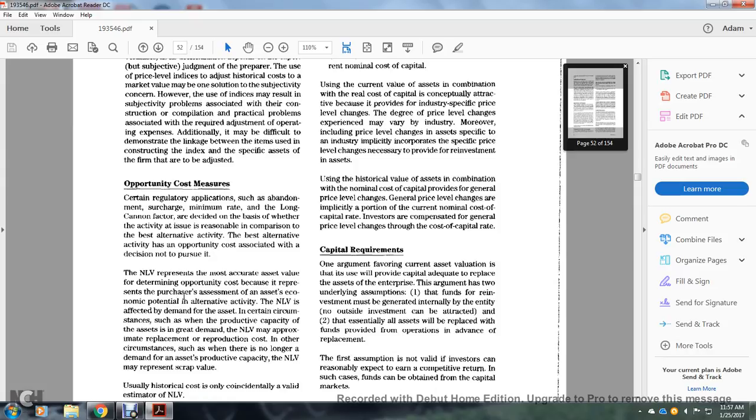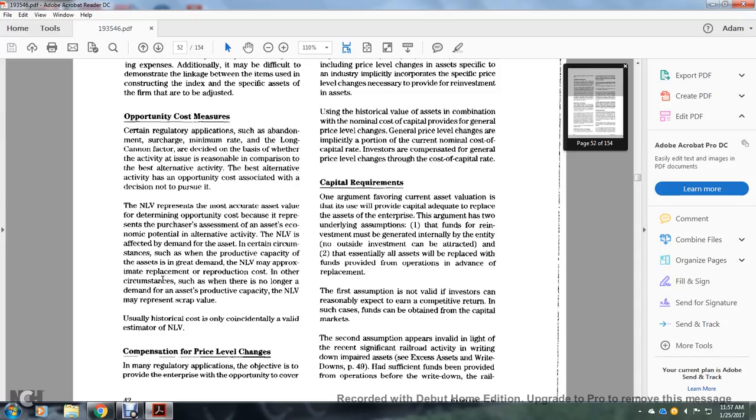All right. Opportunity cost measures are used in certain regulatory applications, such as abandonment, surcharge, and maximum rate, to decide on the basis of whether the activity at issue is responsible for comparison to the best alternative activity. The best alternative activity, the opportunity cost associated with the decision not to pursue it. Net liquid value represents the most accurate measure of the value, determining the opportunity cost between the representative of the purchaser's assessment and the assessment of the asset's economic potential in the alternative activity.